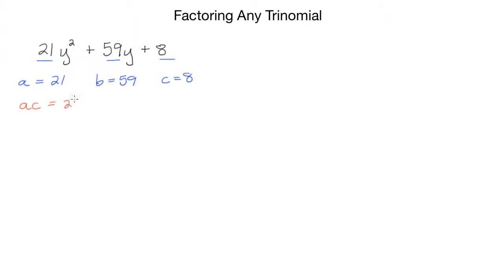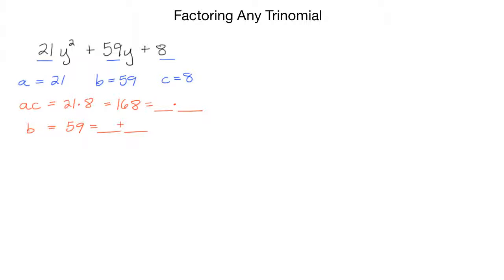Well, A is 21, times C is 8. 21 times 8 is 168. So I need two numbers that multiply to 168. Now I also need those two numbers to equal whatever B is, and B is 59. So, sorry, instead of multiply I meant add. I need two numbers that add to make 59, but multiply to make 168.